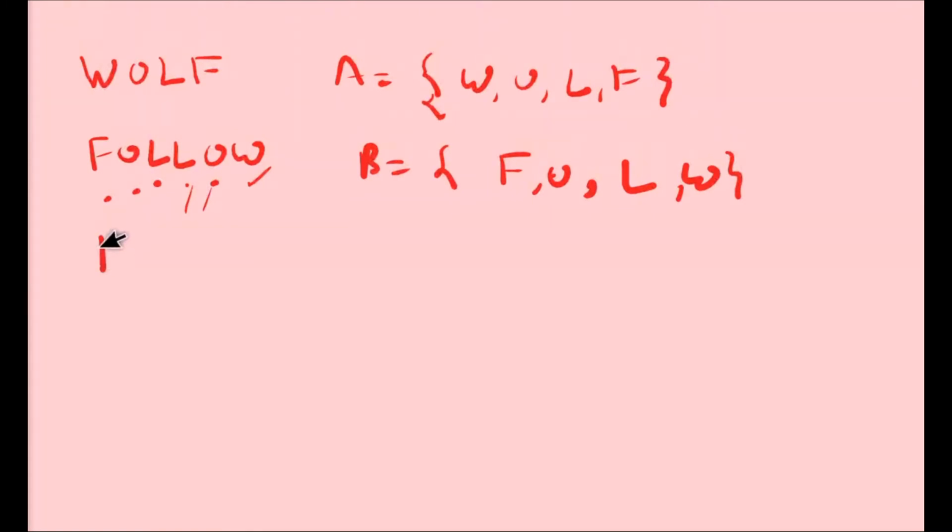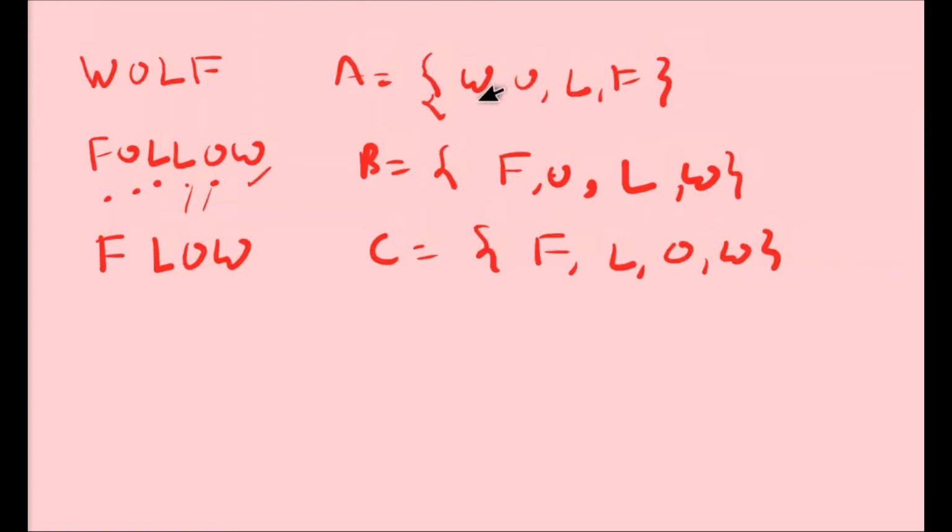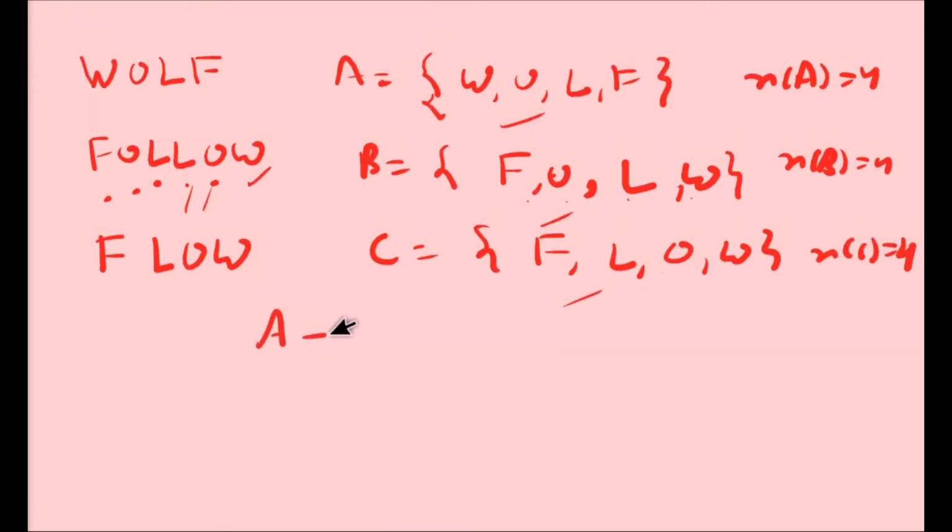or one more example, F L O W, flow. So that is F L O W. We can see WOLF, WOLF and WOLF. The members are the same here also, and n(A) equals 4, n(B) equals 4, n(C) equals 4 also. So we can say set A equals set B equals set C. It is known as an equal set.